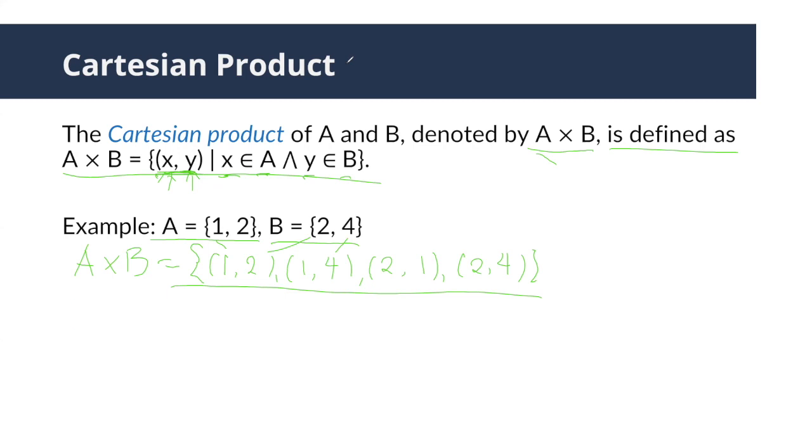What about B cross A? You can pause the video and write down this set. B cross A is (2, 1), (2, 2), (4, 1), and (4, 2). Did you get this right?